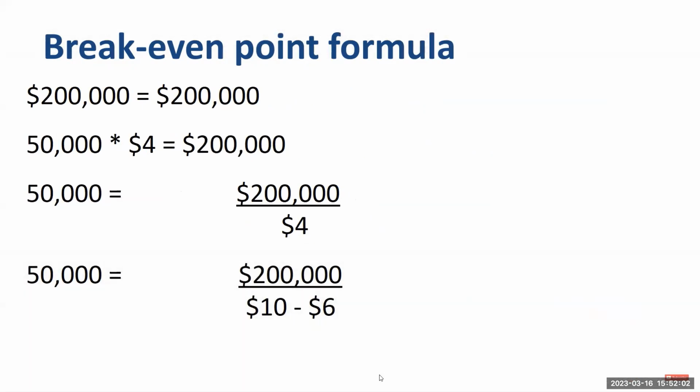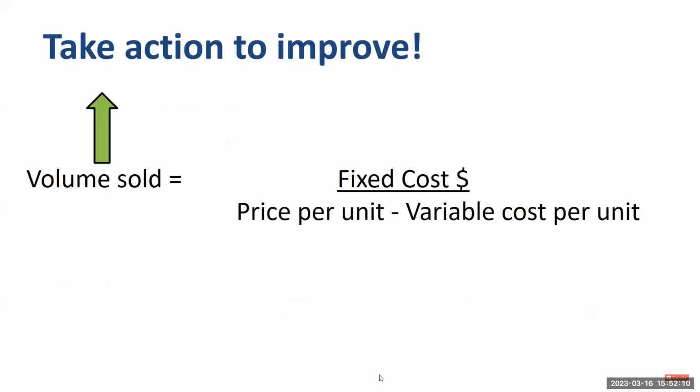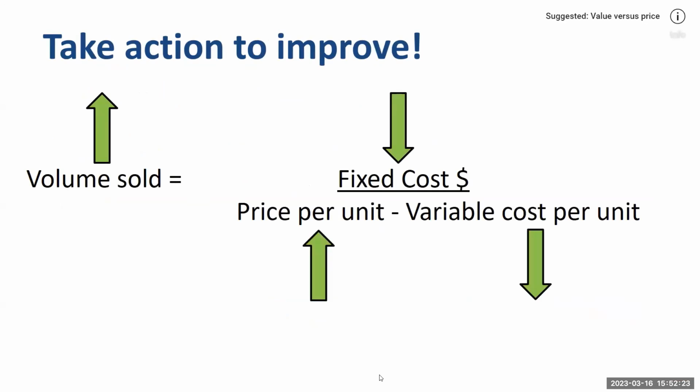That's all very interesting, but what should a business owner do with this information? The first thing that comes to mind is to try to sell as many units as possible. Increase the volume sold. But that's not the only choice the business owner has. He or she can also work on reducing the fixed costs, increasing the price per unit, or reducing the variable cost per unit. Work on all these variables at the same time, and the break-even point becomes dynamic instead of static.